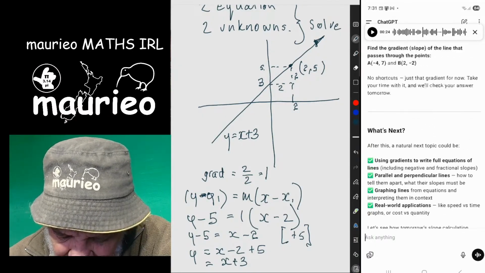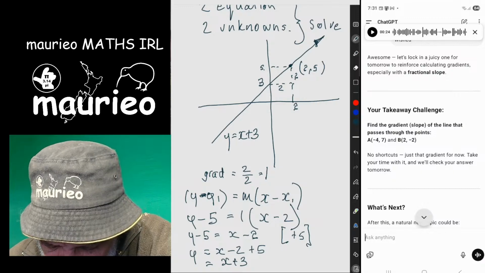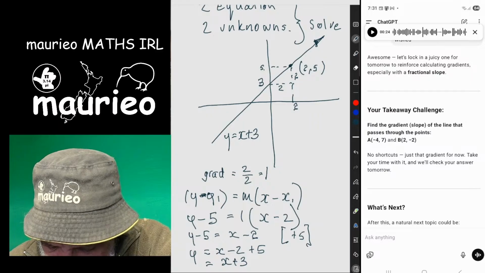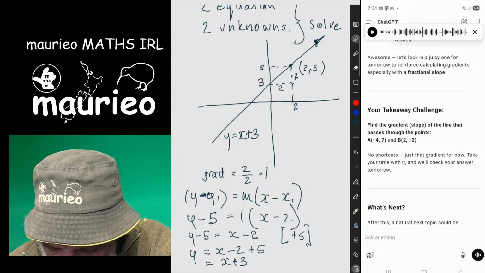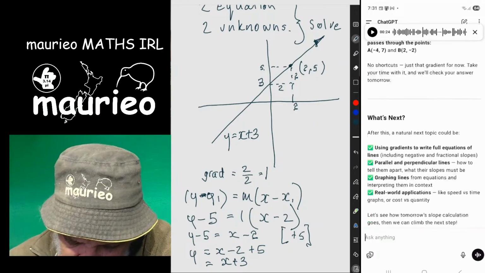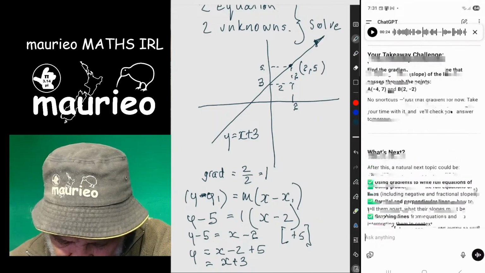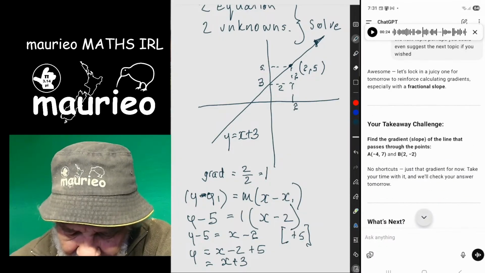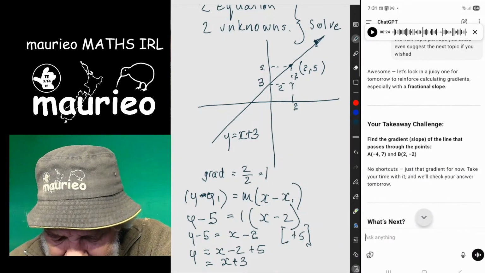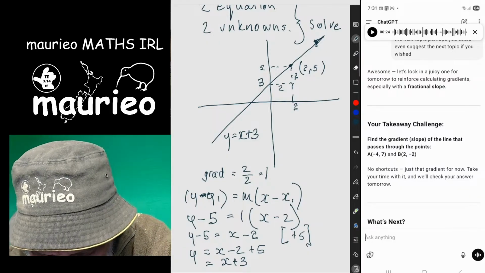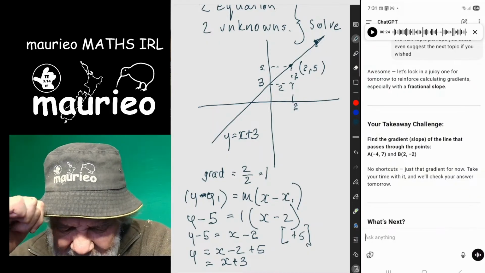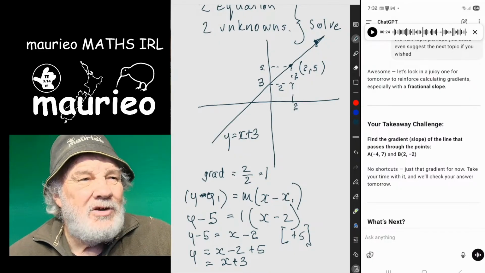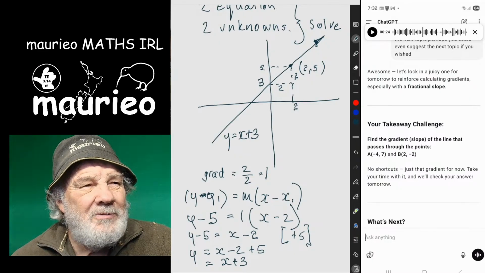Okay. So find the gradient of the line that passes through those points. Okay, just the gradient. No, I think we can do the full equation. So, yeah, find the equation of the line between these two points, (-4, 7) and B2. So, we'll come back and have a look at that one tomorrow.